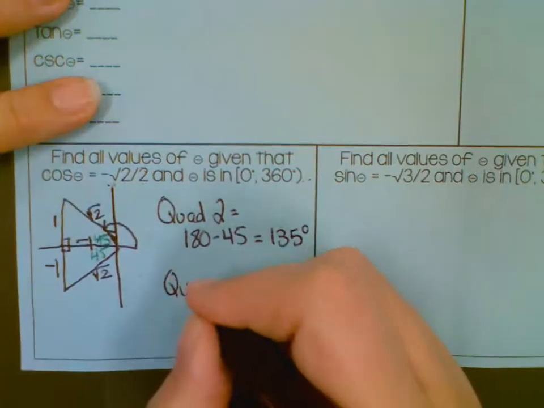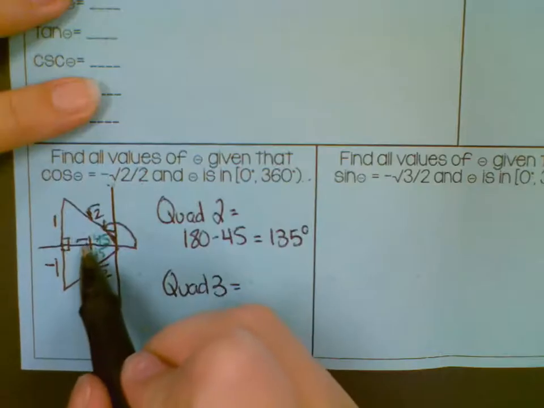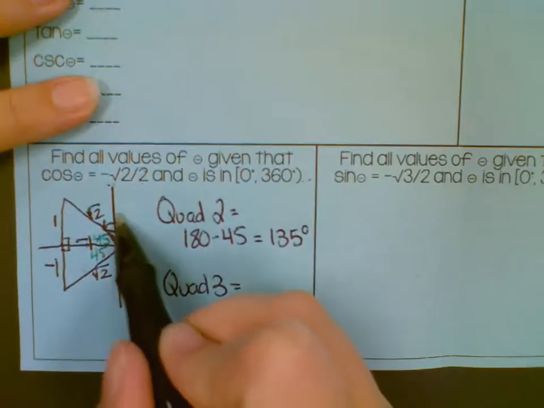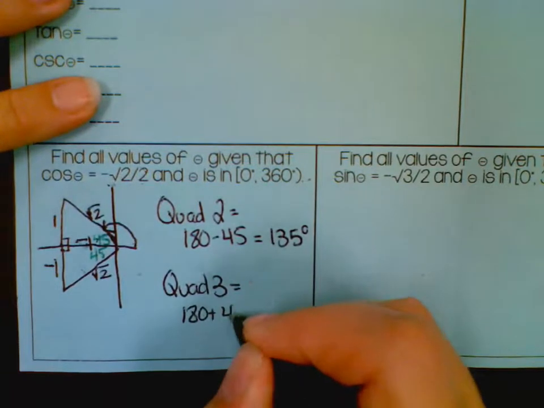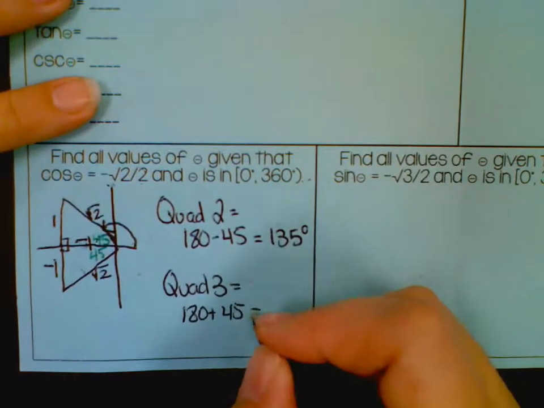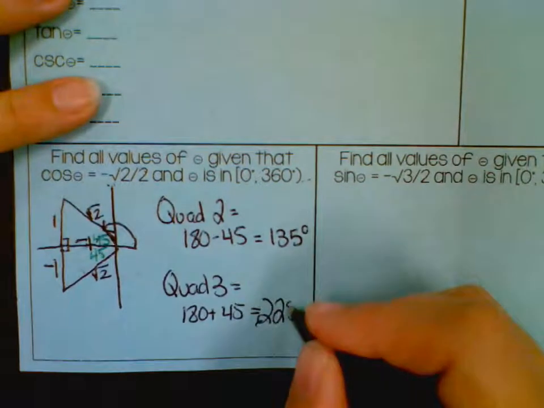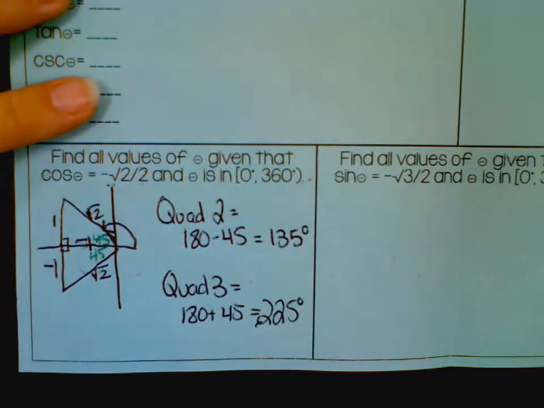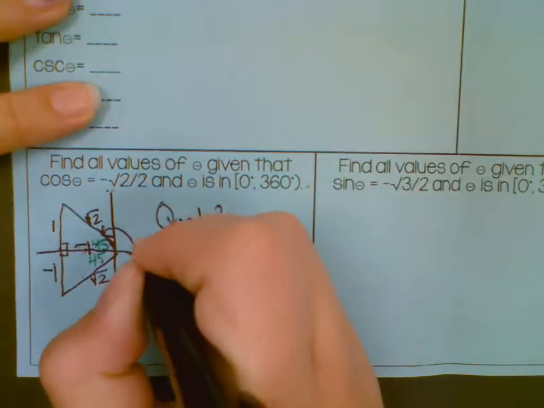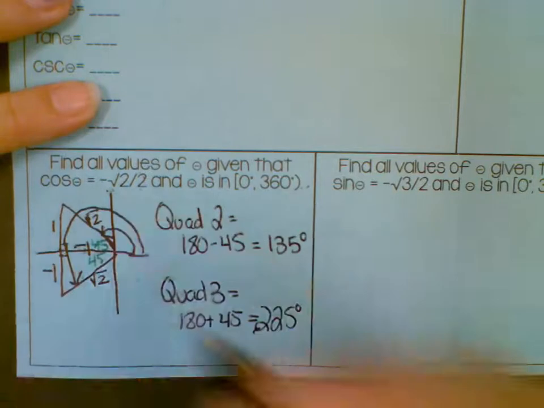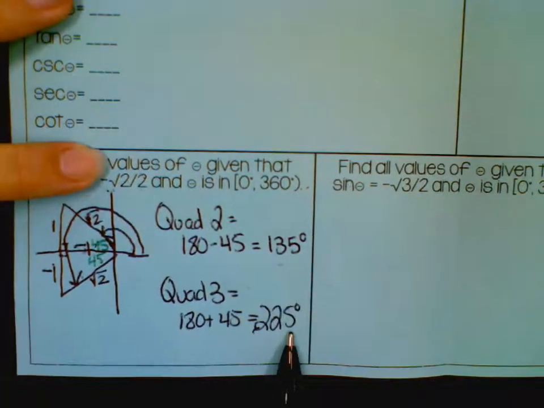So quadrant 3, we have our reference angle. That's this part, but we need to get all the way over there. So in quadrant 3, it's 180 plus 45, so that would give us 225. So the two values of theta that give us those cosine values of negative root 2 over 2 are 135 and 225.